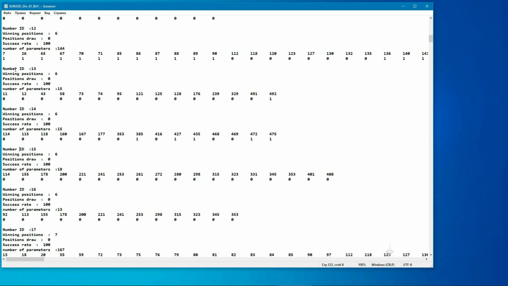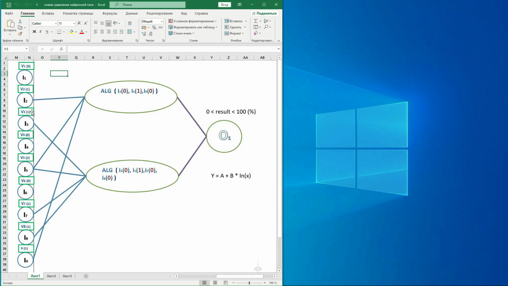In previous videos, we learned that each algorithm consists of parameters, and the same parameter can be present in different algorithms. This means that we can count how many times a particular parameter is used in different algorithms. The weight of a parameter determines the number of algorithms in which it is present. Let's move on to the drawing that describes this technology.